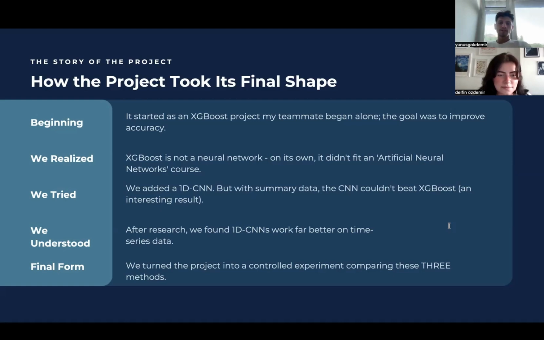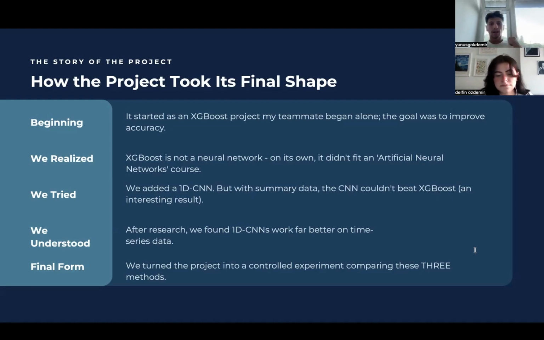Before the models, I want to share how this project actually evolved, because the final design wasn't where we started, and the story explains why the project is shaped the way it is. It began as a project my teammate started on his own using just XGBoost, a gradient boosting model, with the simple goal of pushing the accuracy as high as possible. But then we realized something important: XGBoost is not a neural network. It's an ensemble of decision trees, and for an artificial neural network course, a project without a neural network doesn't really fit. That realization is what pushed the whole project forward.